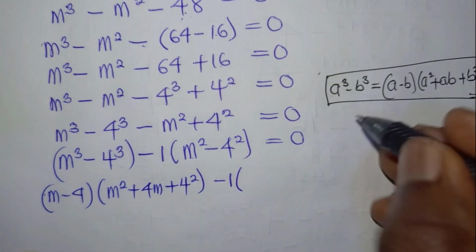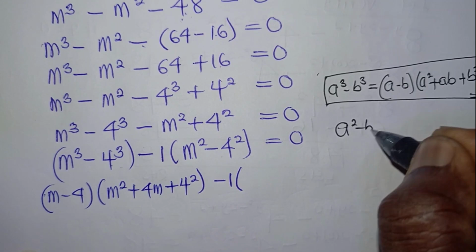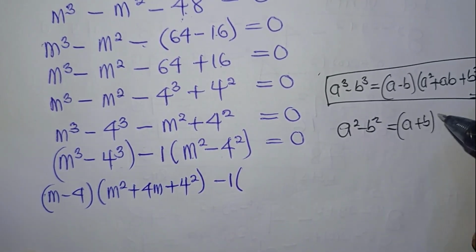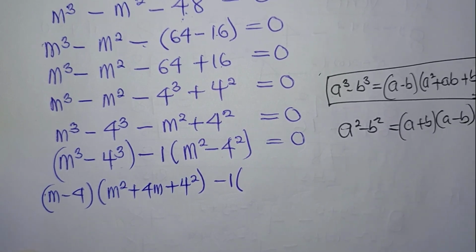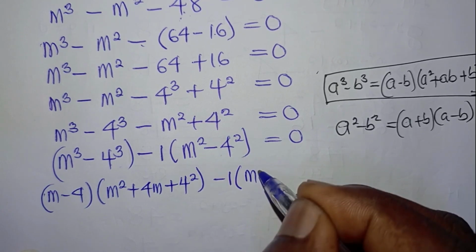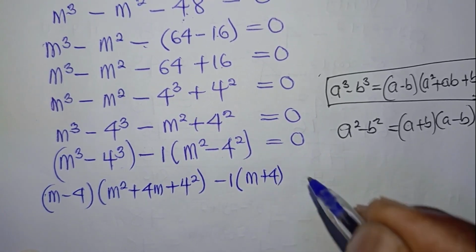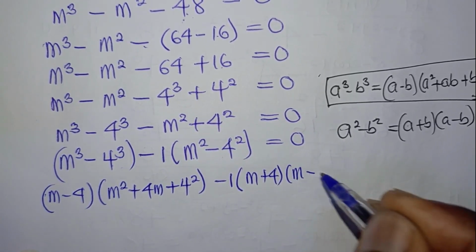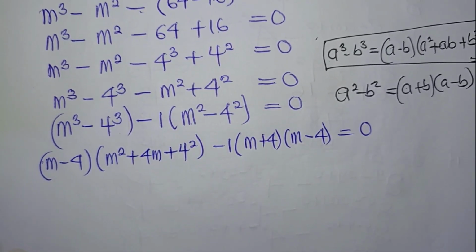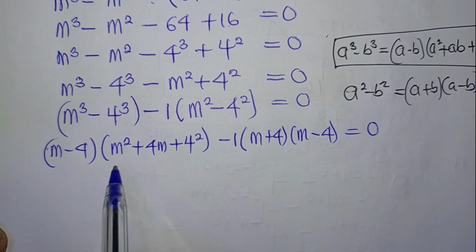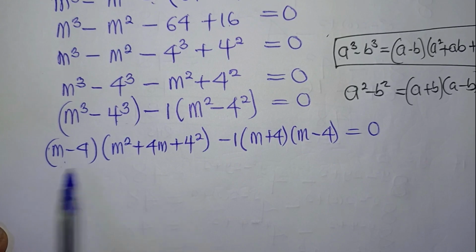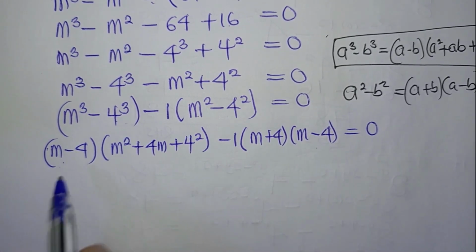And the rule is, if you have a squared minus b squared, it is equal to (a plus b)(a minus b). So applying that, we can have this one as (m plus 4)(m minus 4) equals 0. Right. So here we can see that we have m minus 4 common. m minus 4 is here and m minus 4 is here. So let's factorize that one out.